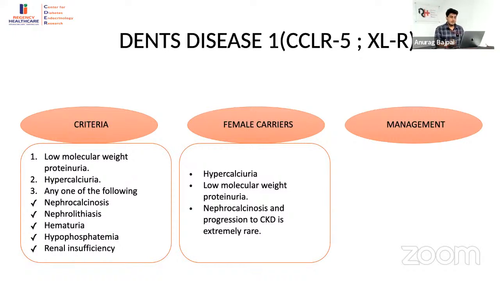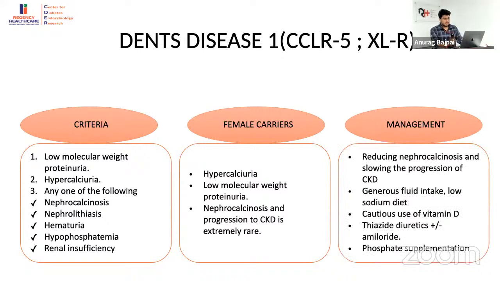And when you have female carriers, because this is X-linked, female carriers usually have hypercalciuria, low molecular weight proteinuria, and in very rare situations, they may have nephrocalcinosis, and there are like 100 patients progressing to CKD. And this was one of the patients in which I asked for the history of polyuria and nephrocalcinosis in the mother.